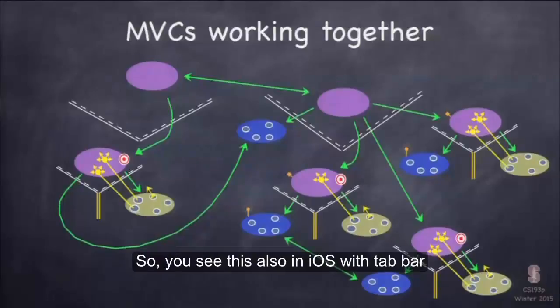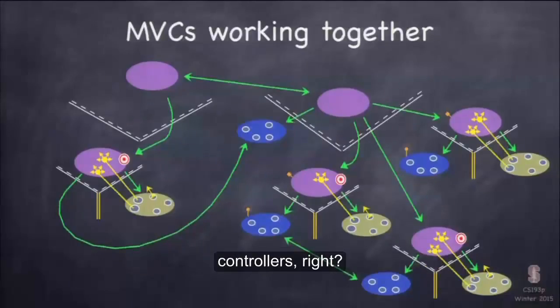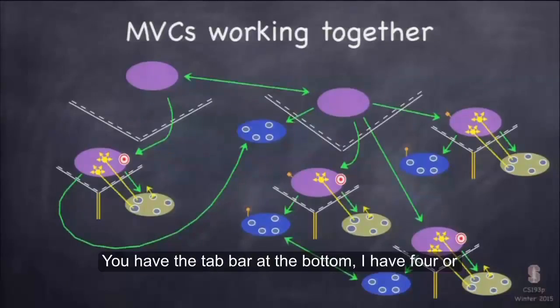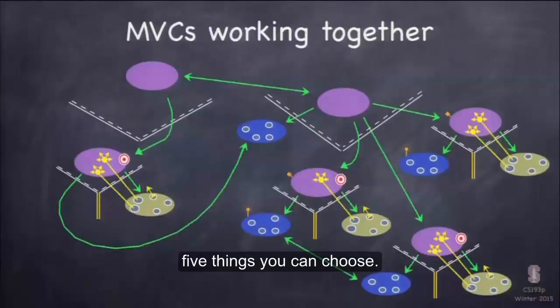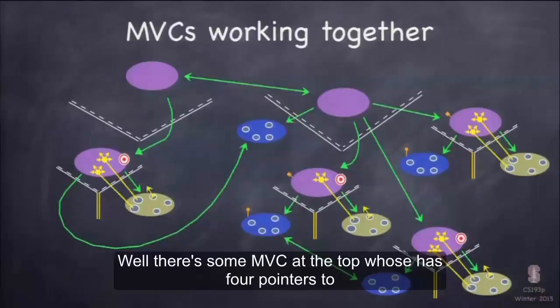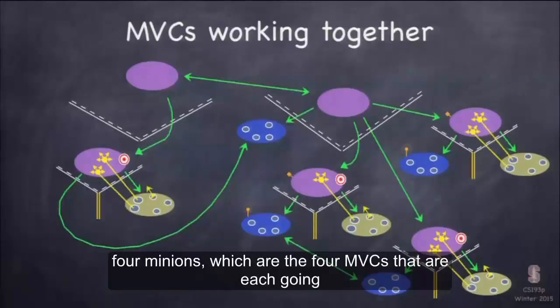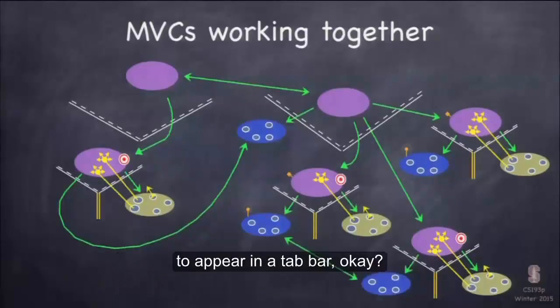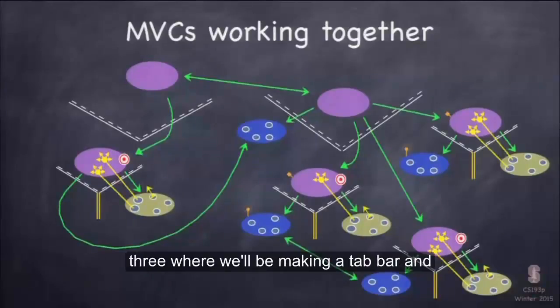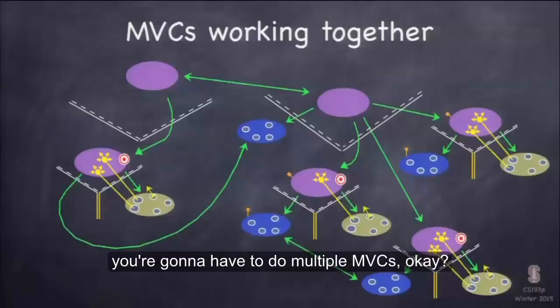So you see this also in iOS with tab bar controllers, right? You have the tab bar at the bottom that might have 4 or 5 things you can choose. Well, there's some MVC at the top that has 4 pointers to 4 minions, which are the 4 MVCs that are each going to appear in a tab bar. And we'll be doing that, for example, in assignment number 2 or 3, where we'll be making a tab bar, and you're going to have to do multiple MVCs.